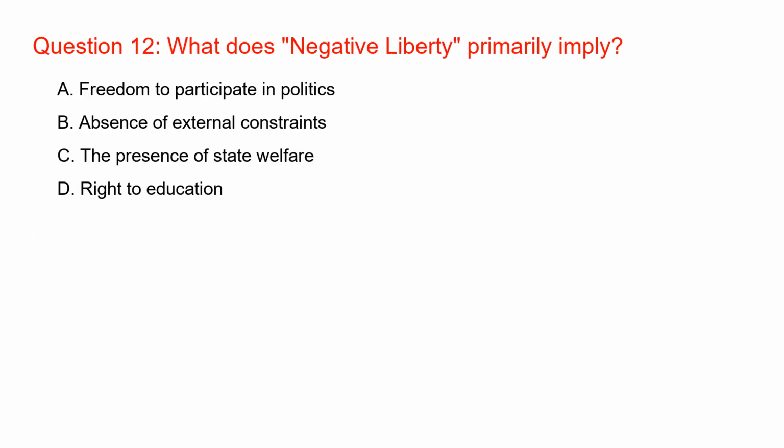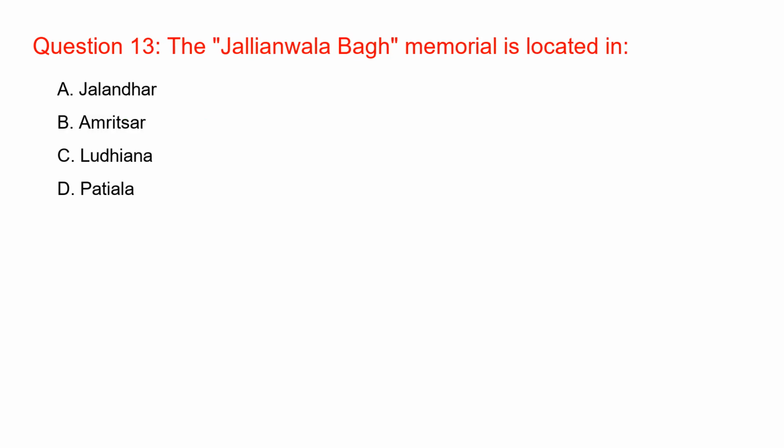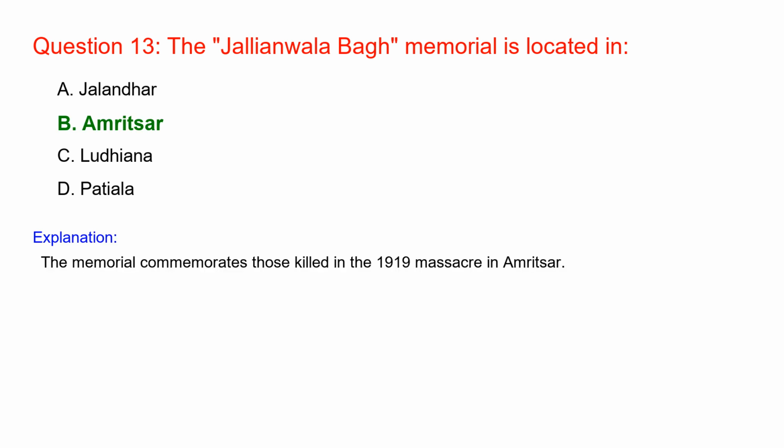What does negative liberty primarily imply? Absence of external constraints. Negative liberty refers to an area in which an individual can act unobstructed by others or the state. The Jallianwala Bagh Memorial is located in Amritsar. The memorial commemorates those killed in the 1919 massacre in Amritsar.